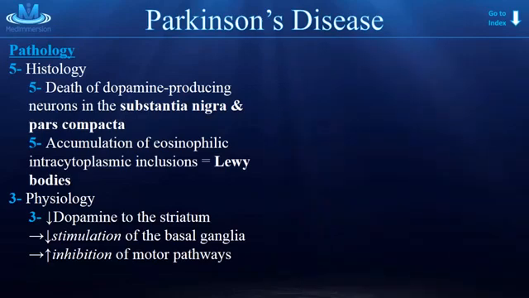Next, into the physiology of this disease. So, as I said previously, the substantia nigra has dopamine-producing or dopaminergic neurons. As those neurons or cells die, there is a decrease in the output of dopamine. Thus, less dopamine feeds to the striatum, which means there's less of a stimulation of the basal ganglia, which means there's more of an inhibition of the motor pathways. Sounds a little bit complicated. Let's look at it. It will make more sense.